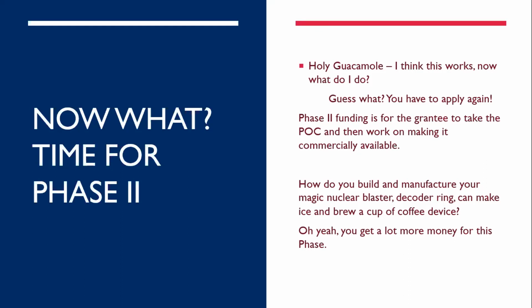Usually your phase 1 proof of concept, you can get anywhere from 150,000 to up to $750,000. Sometimes it's $1 million. Phase 2, you can get anywhere from 1.5 million up to 2.5 million. And the time period that you have to develop your phase 2 can be a lot longer. It can be anywhere from 1 year to 2 years.